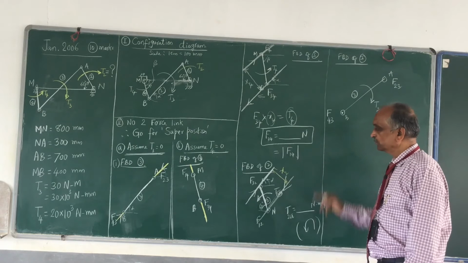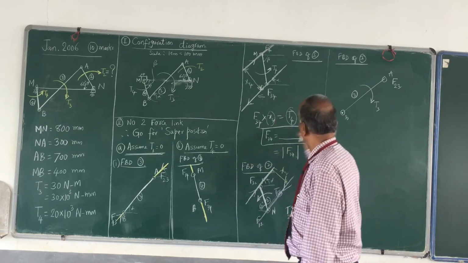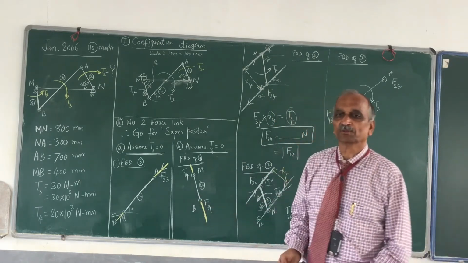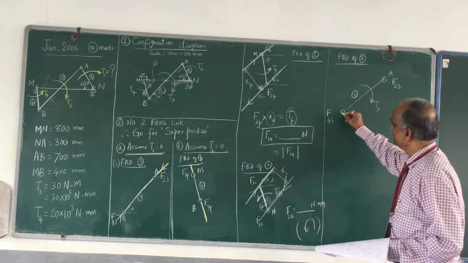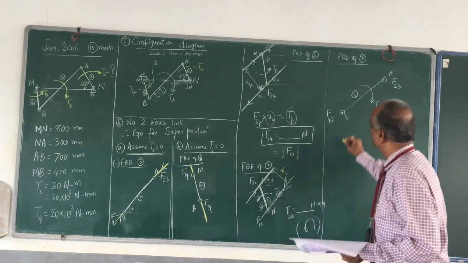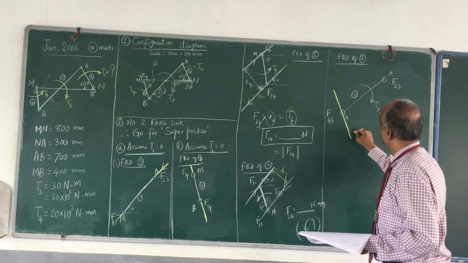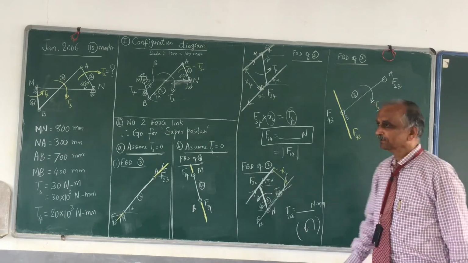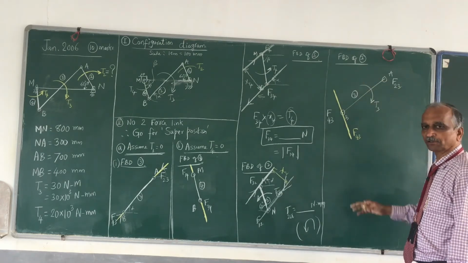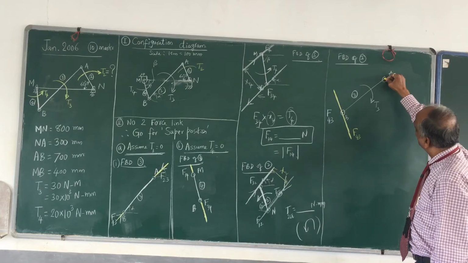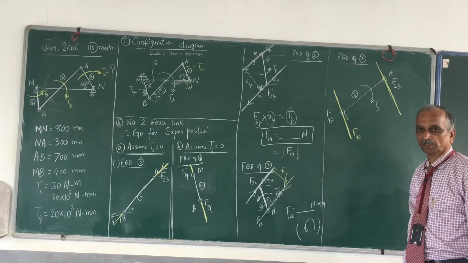Do you have any information about F43? Yes, F43 is the same as F34. One is action, the other is reaction, and therefore the line of action of F43 and F34 are one and the same. Draw a line parallel to this. This is the line of action of the force F43. If F43 is like this, then how is F23? Exactly, it is two forces and a torque. The two forces are exactly opposite and parallel. This is the line of action of F23.